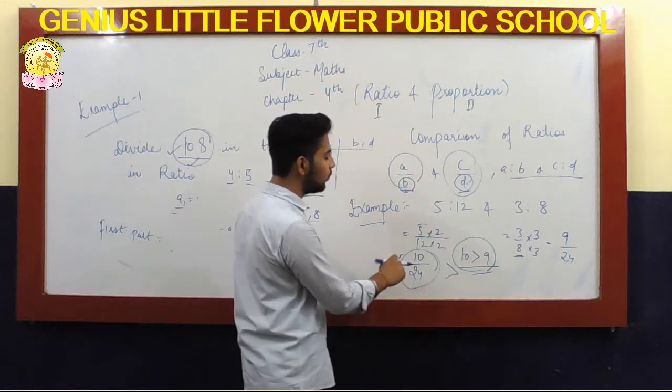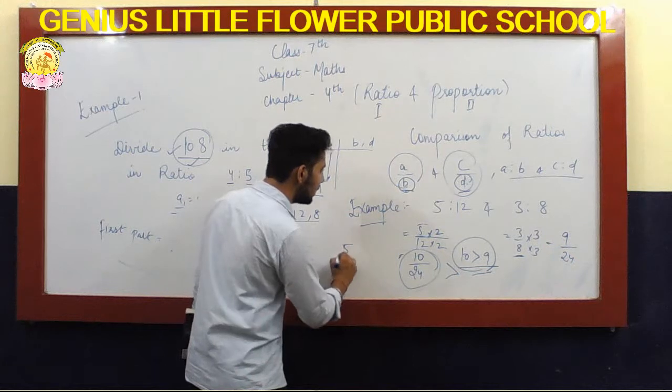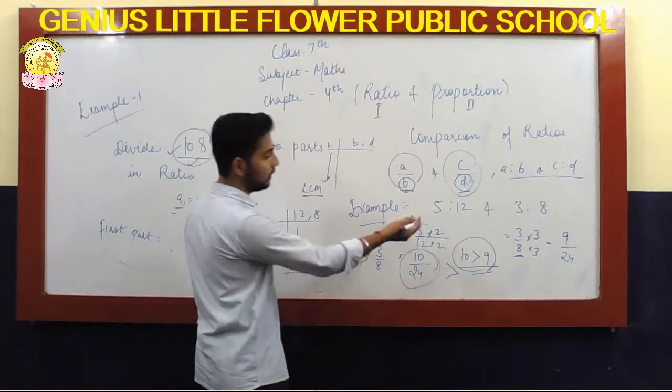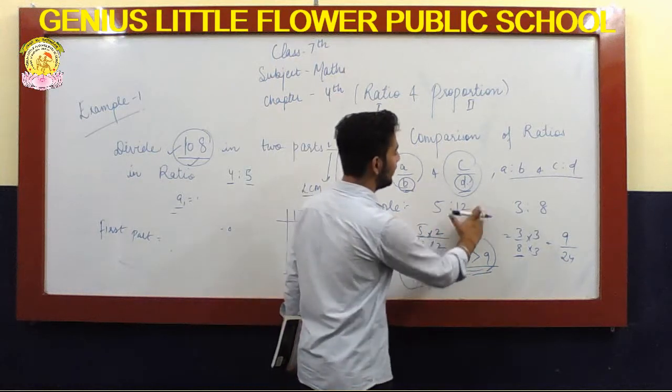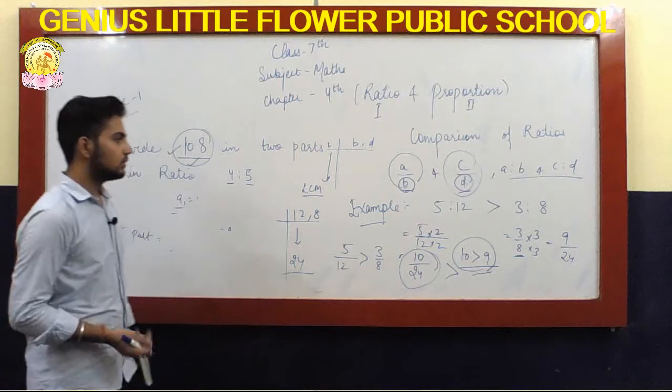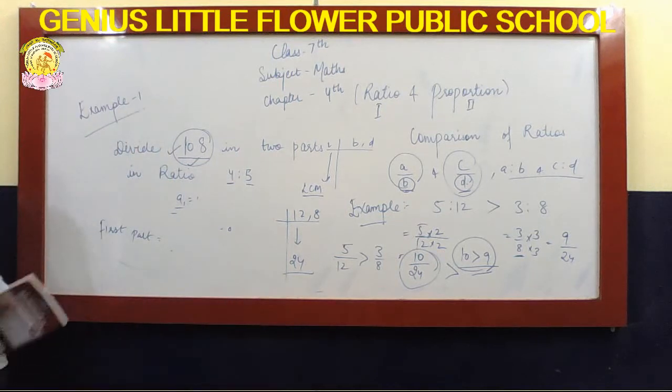So you can now put it in simplest form. You can write 5 by 12 is greater than 3 by 8, or you can write these ratios as 5 ratio 12 is greater than 3 ratio 8. So next we are going to do proportion.